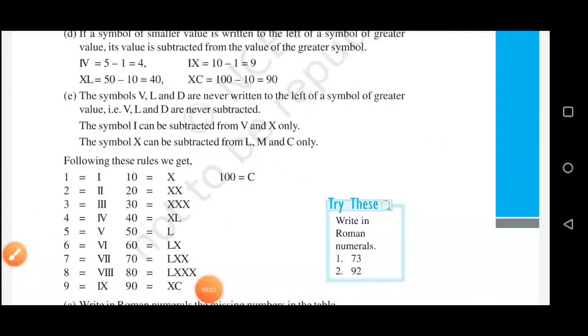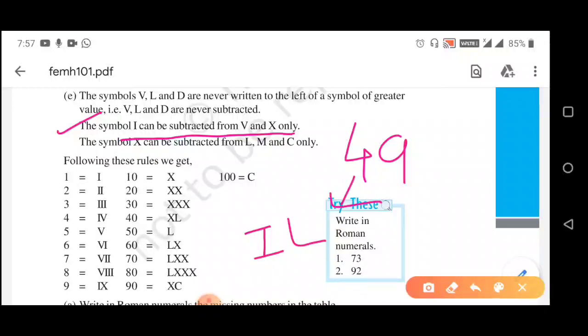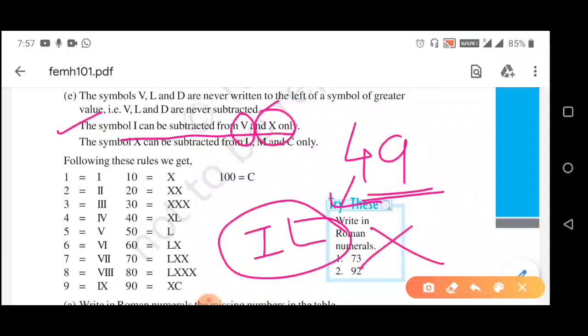The next rule is: the symbol I can be subtracted from V and X only. I cannot be subtracted from any other letter. Suppose for 49 we cannot write I, L, because I cannot be subtracted from this L. I can be subtracted from only V and X. So we cannot write 49 as IL.